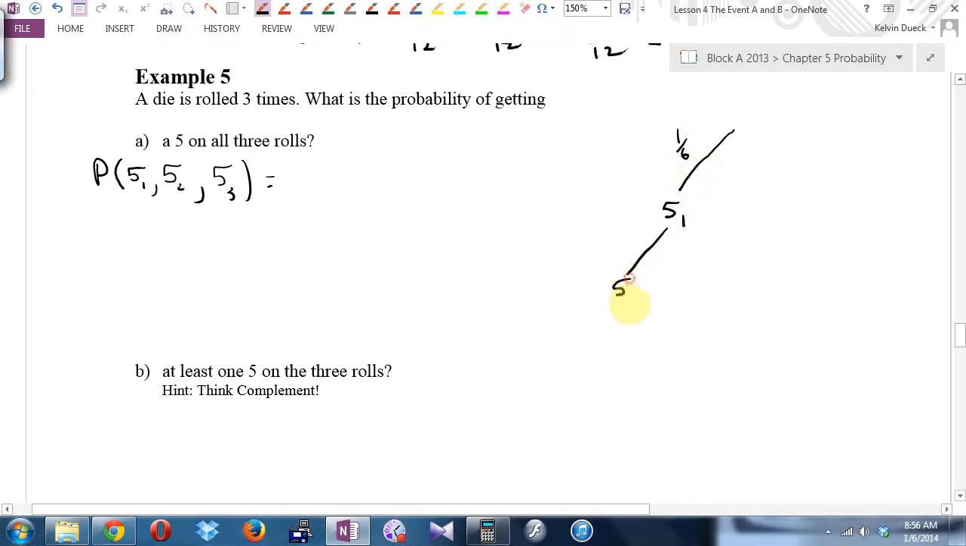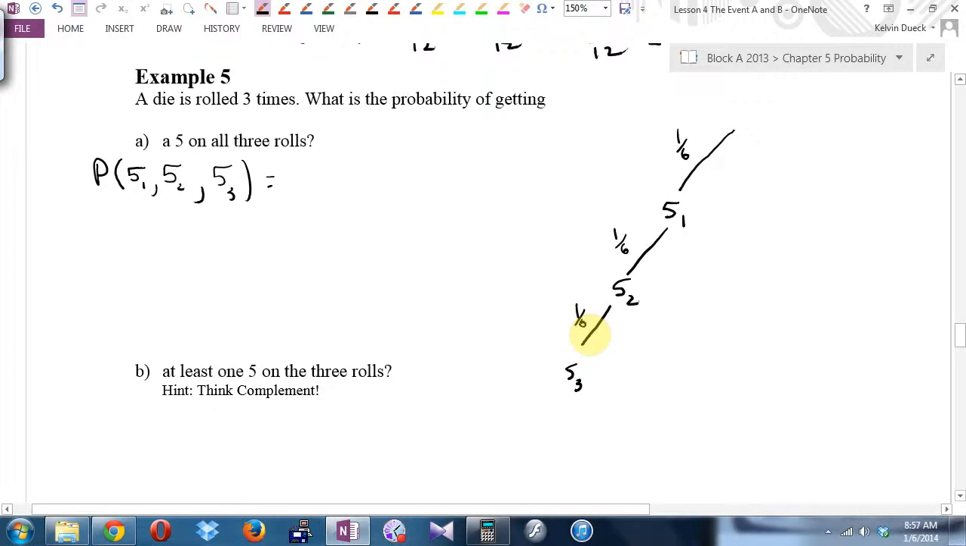What's the probability of rolling a 5 again? 1 out of 6, because they're independent. What you roll has no effect on what comes after. What's the odds of rolling a 5? What's the probability of rolling a 5 again?